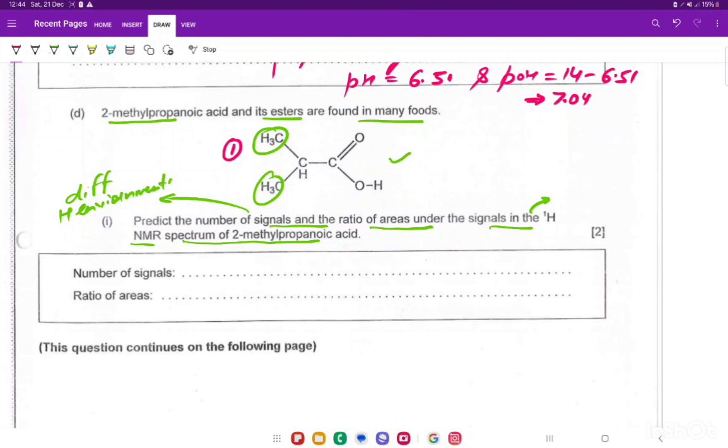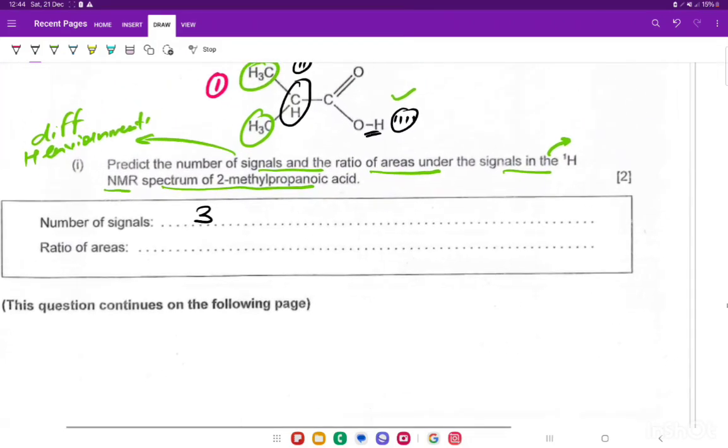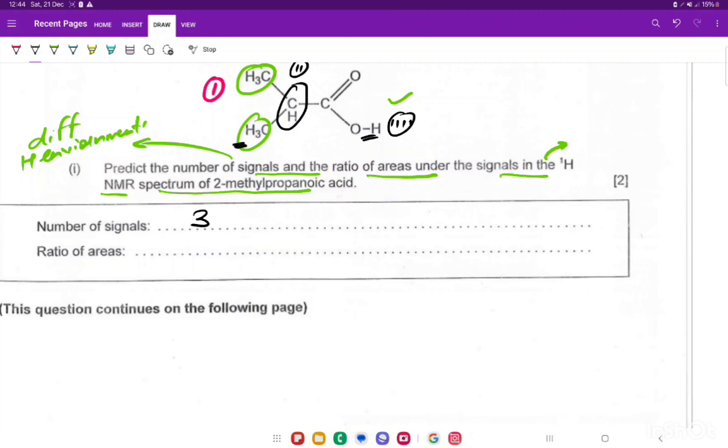Next, the CH is having CH3 on both sides, therefore the environment of CH will be different from CH3. Hence the second line will be of this CH. The third line will be of this proton, which is of OH. There will be 3 lines, so I can say the number of signals will be 3. Now the ratio of areas will be equal to the number of hydrogens in the same environment. So how many hydrogens are there in each environment? 6 is to 1 is to 1. The number of signals will be 3 and the ratio of area is 6 is to 1 is to 1. That will be the answer for this question.